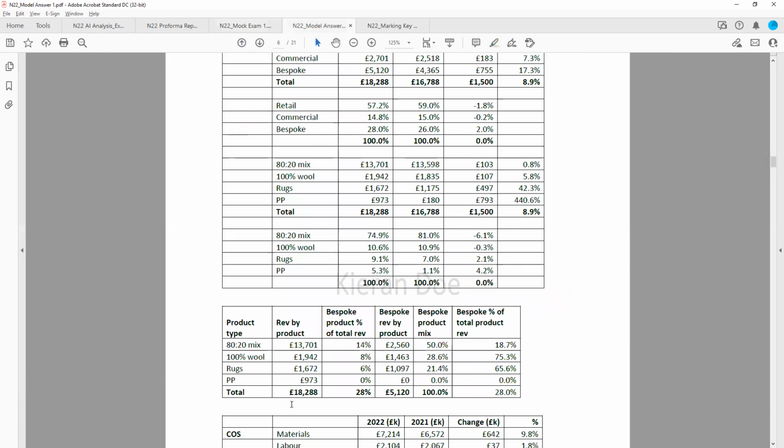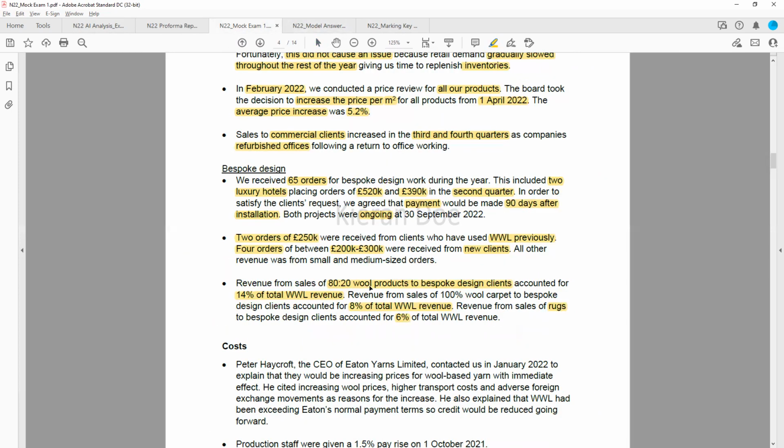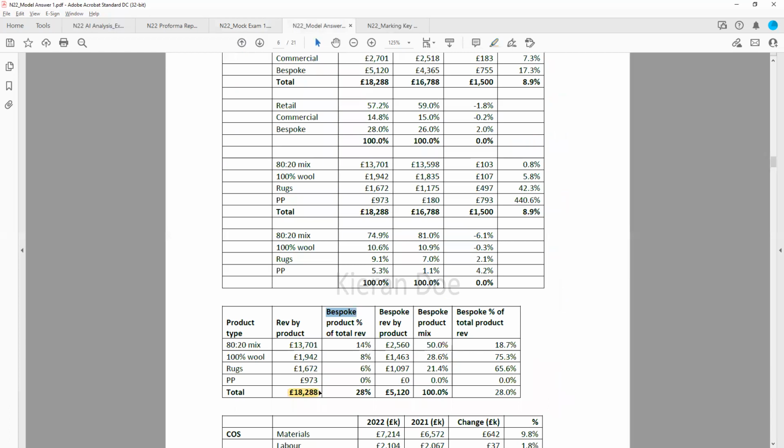So of course, we know what total revenue is because we get that from the management accounts. So we're told here in the exam paper, so revenue from sales of 80/20 products accounted for 14% of total revenue. So 80/20 wool products sold to bespoke design clients, the value for that is 14% of total revenue. So we've got total revenue. If we take 14%, we can see that of bespoke revenue, how much was 80/20 mixed products.